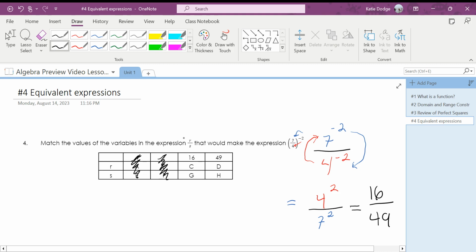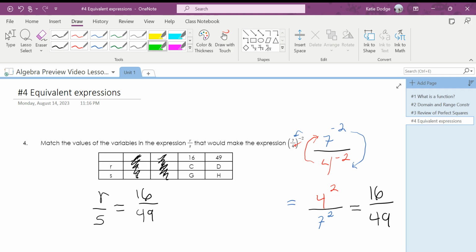And I'm going to look again at my expression r over s. Well, if r is on the top of the fraction and s is on the bottom, I need to match my values that are from the same location. So 16 was on the top, that must stay on the top. So it's going to match up with r. Same thing with 49. We keep that on the bottom in the denominator, so it's going to match up with s. Now our answer is super easy.